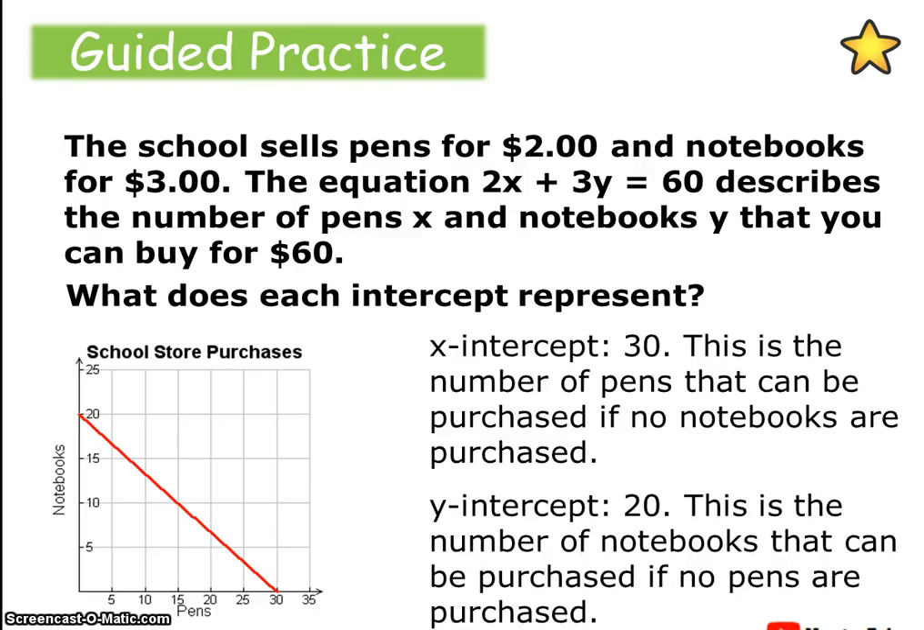Well, an x-intercept of 30 is the number of pens that can be purchased if no notebooks are purchased. 0 notebooks, you can purchase 30 pens. Likewise, the y-intercept of 20 means you can purchase 20 notebooks if you purchase no pens. And then we have all kinds of combinations of pens and notebooks in between those values.